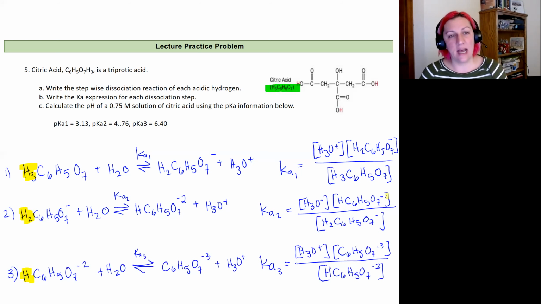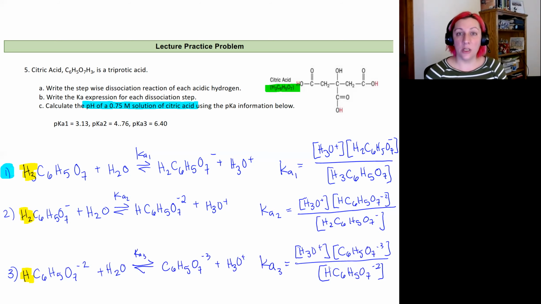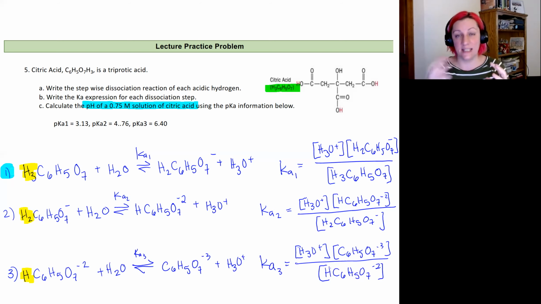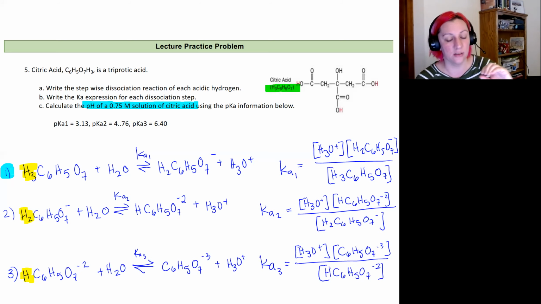So the next step to calculate the pH of this 0.75 molar solution would be to build an ice table based on this first step, and determine what our equilibrium concentrations are. Then we would use those equilibrium concentrations as the initial concentrations in the ice table for the equilibrium reaction of the second step, and then use those equilibrium concentrations as the initial for a third. You can keep doing these subsequent ice tables where you populate the equilibrium concentrations for the first step into the initial for the second reaction that occurs.